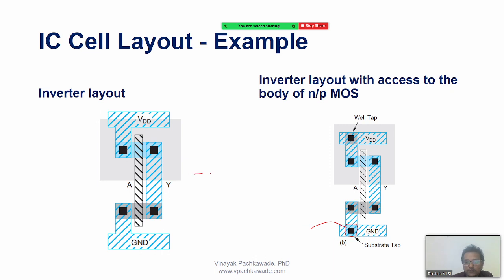Look at the difference between the two layouts. In the second layout, I just want to make the body connection for both of these transistors. So here we are looking at the top view, right? Here the blue shaded region is the P diffusion area.